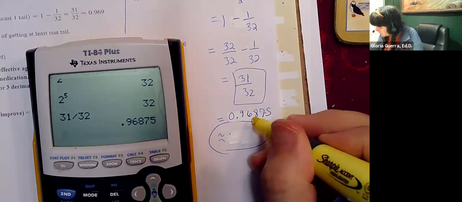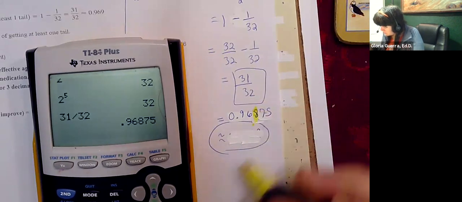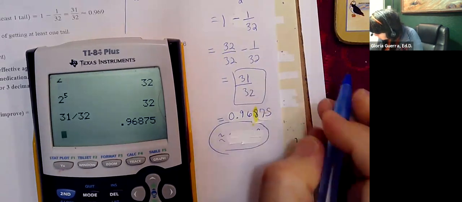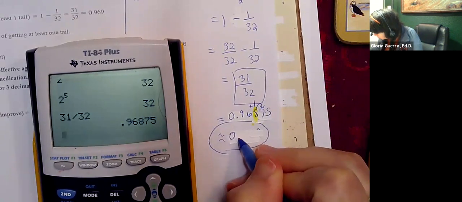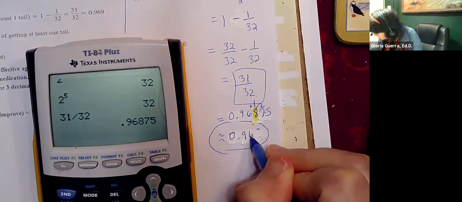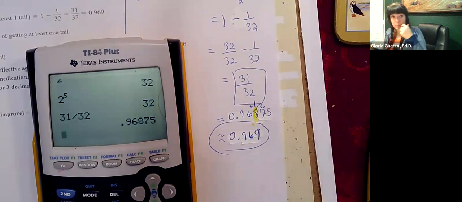Tens, hundreds, tens, hundreds, thousands. Look at the number to the right. Is that 5 or more? Yes, I'll add 1 to it. There, that's better. That matches better. Okay.